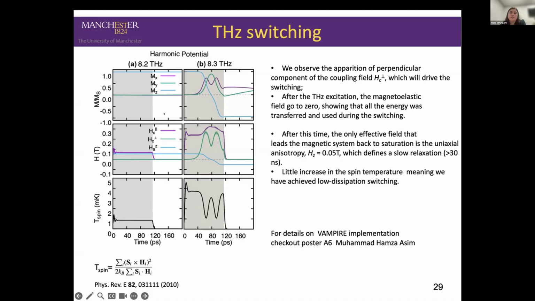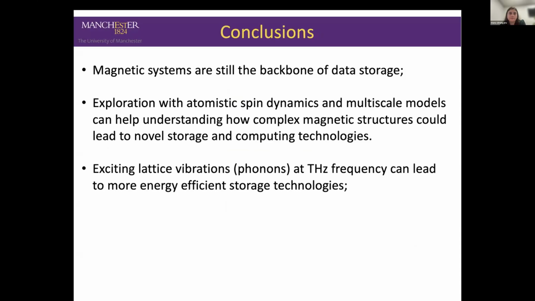We investigated this for both harmonic and Morse potential for various frequencies, and you can find more details in the paper. And for details on the VAMPIRE implementation, so the open source implementation, please check out poster A6 by Hamza, who has done a wonderful job adding all these features into our code.